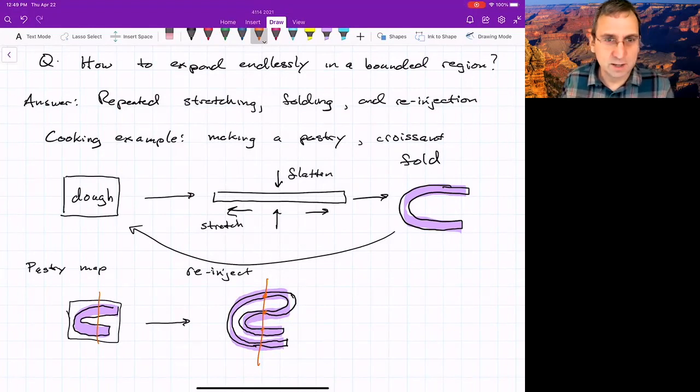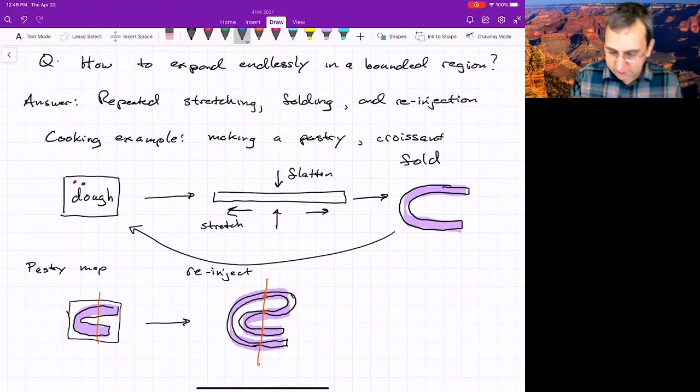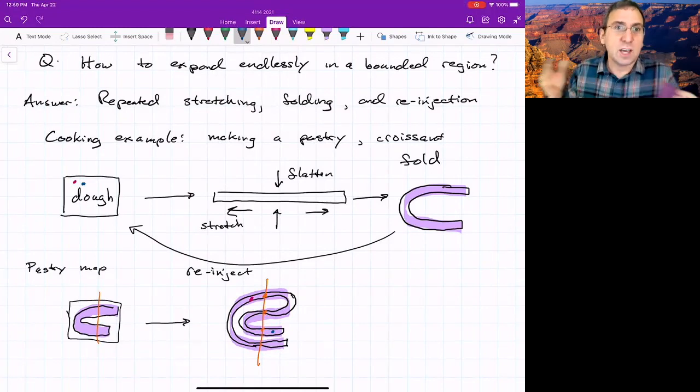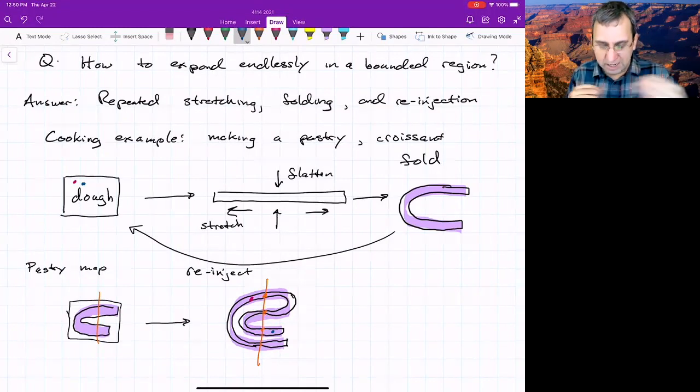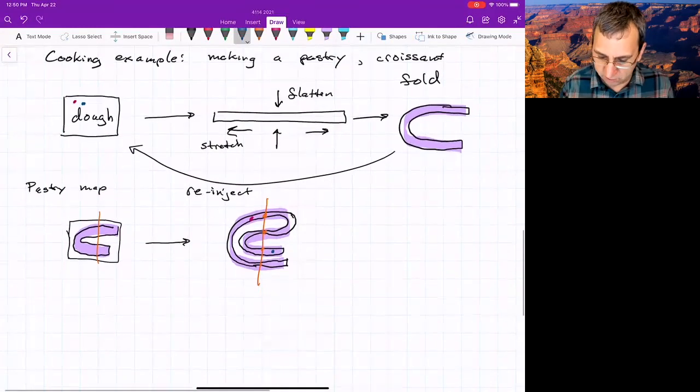And imagine what's happening to particles in the dough. If I had some particle that was here, and then some other neighboring particle here, after all of this repeated stretching and folding, they could end up almost anywhere along here, even though they started out together. So you could think of this as, at least in this pastry map example, this is a procedure that would produce chaos. Two points starting together by repeated stretching and folding could end up anywhere in the dough, right?